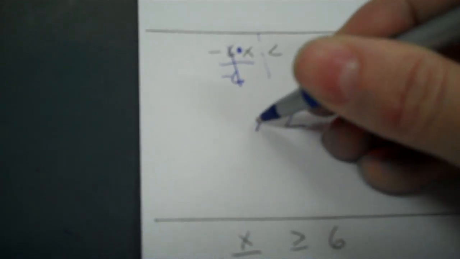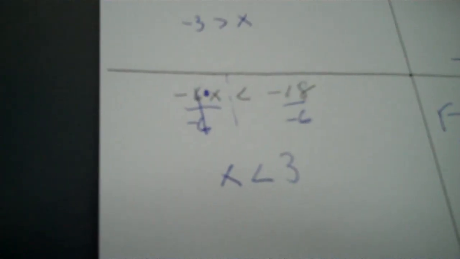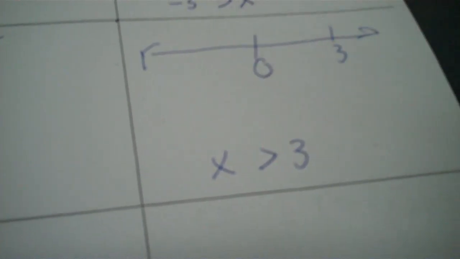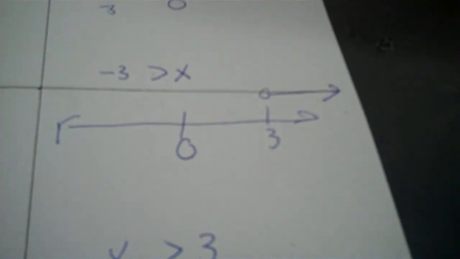Line the symbol up. You got x. Negative 18 divided by negative 6 is going to be 3. So put that, but the sign has been switched because we divided by a negative. Whenever we multiply or divide by a negative, you're going to flip the sign. So you got x and 3. Now look here. Does it open towards x or does it open towards a number? It opens towards x, so from the 3 it goes this way. So that means x can be any number going that way.